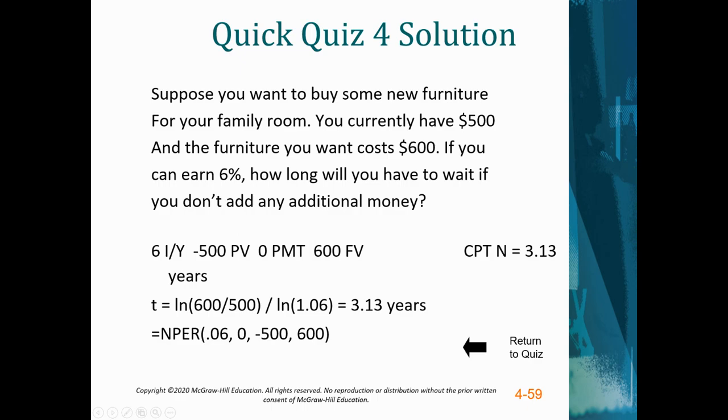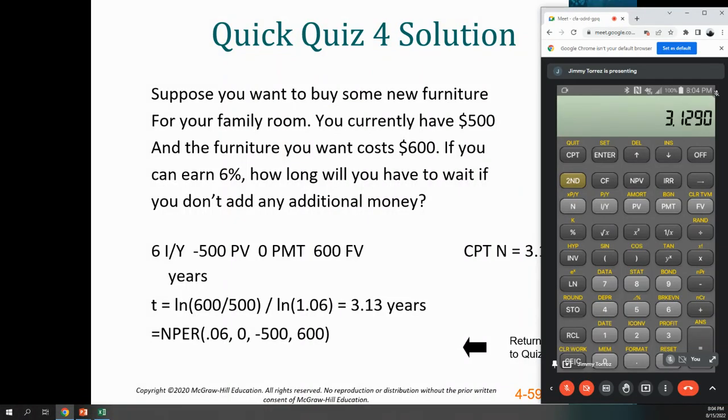Let me go ahead and show you that. Okay, 600 divided by 500 gives me 1.2. I take the natural log, which is 1.823. I divide that by 1.06. That's 1 plus the interest rate, 6% in this case. The natural log is 0.0583, and I hit equal. That gives me 3.129 or 3.3 years. Okay.